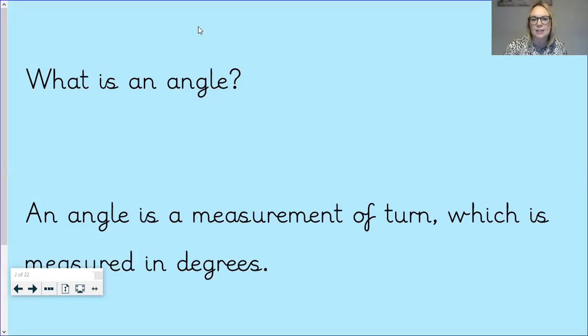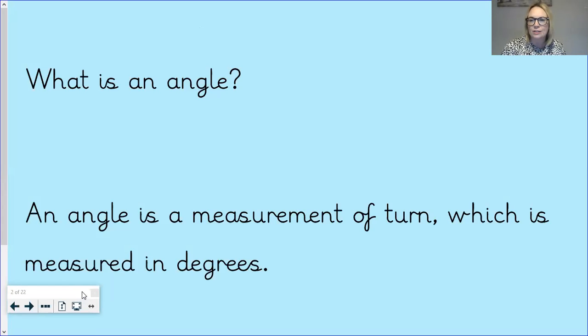Now, first of all, we're going to think about what is an angle. An angle is actually a measurement of turn. It's measured in degrees. So we measure length, don't we, in centimeters or meters or millimeters or kilometers. An angle we measure in degrees. A full turn is 360 degrees. And you may have heard on computer games, or when you talk about skateboards, you do a 360, which would be a full turn.